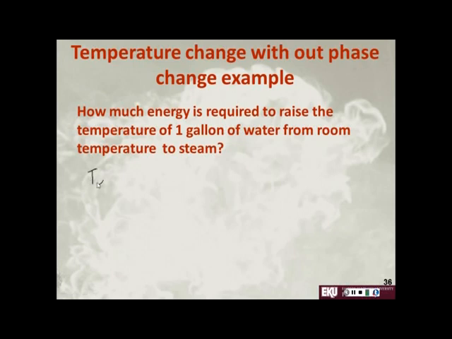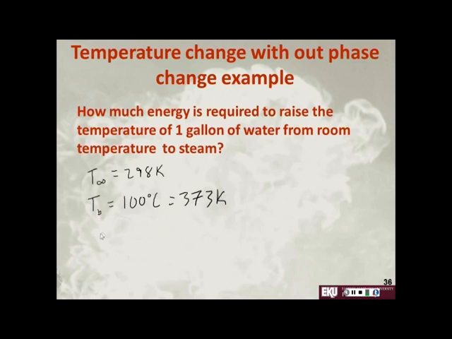We're going to say that our ambient temperature is equal to 298 Kelvin. That's always a reasonable assumption. We're going to say to turn water to steam, it needs to get to its boiling point, which at normal pressures is 100 degrees C, which is equal to 373 Kelvin.